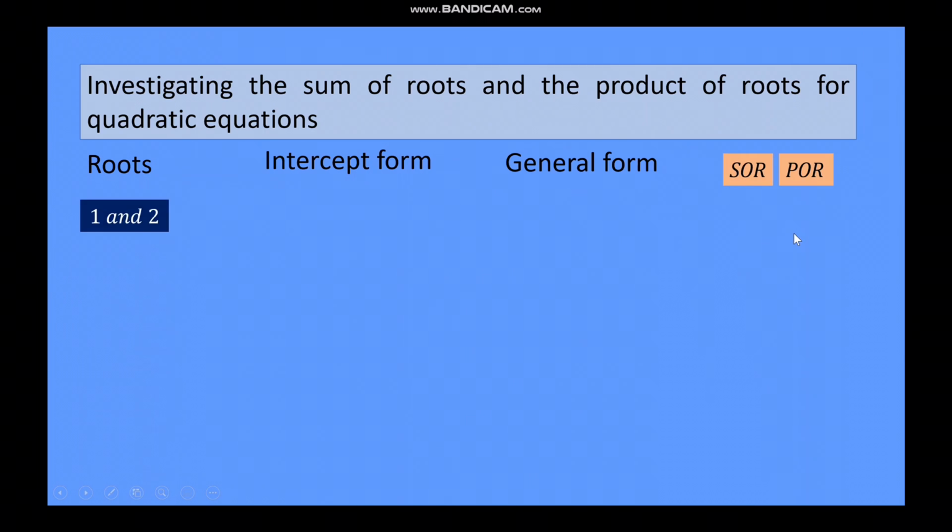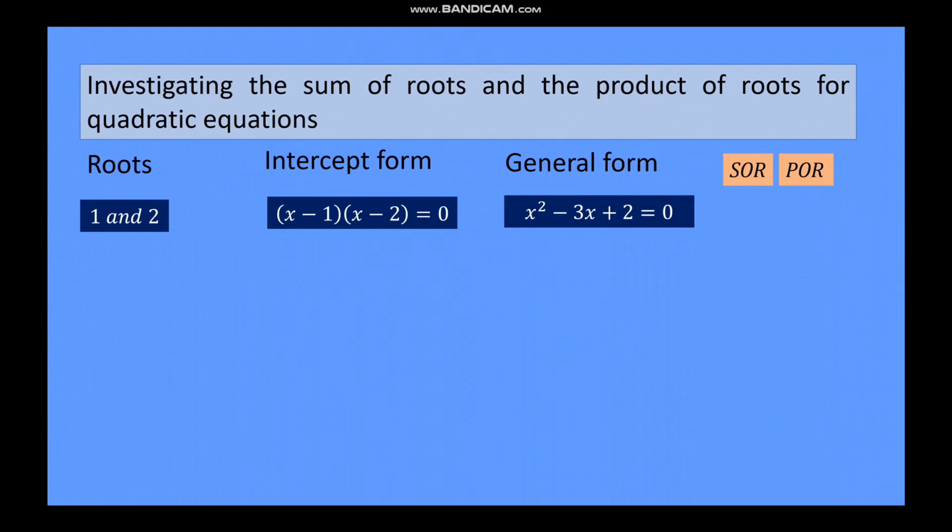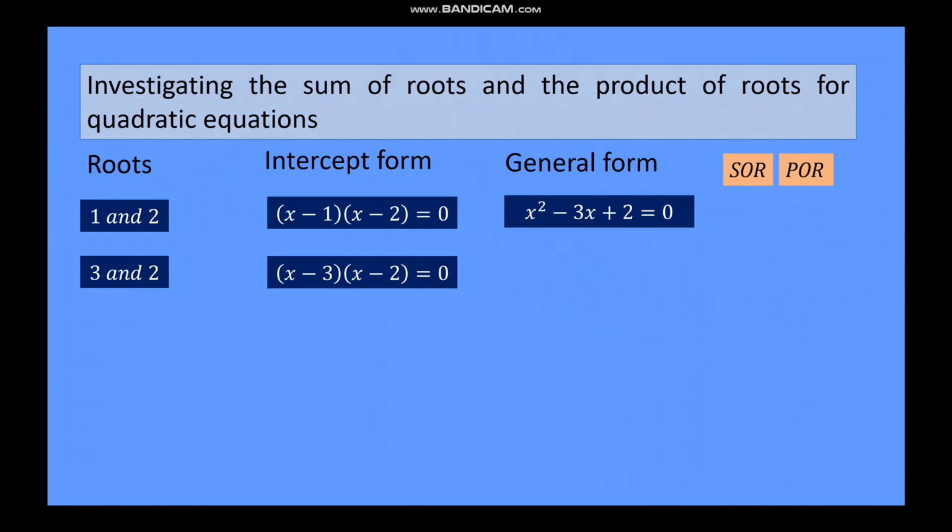Okay, let's say we have number 1, the roots of 1 and 2. We can write the equation in intercept form as (x - 1)(x - 2) = 0. Then we can expand and get the general form. Now, if we have roots of 3 and 2, we can write the quadratic equation in intercept form like this, and we expand and we get the general form.